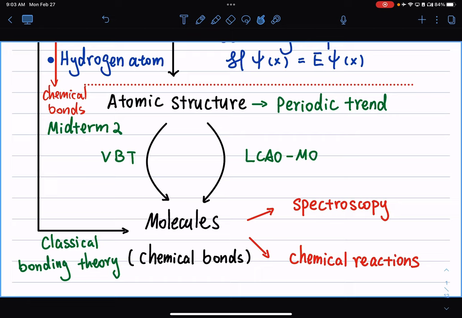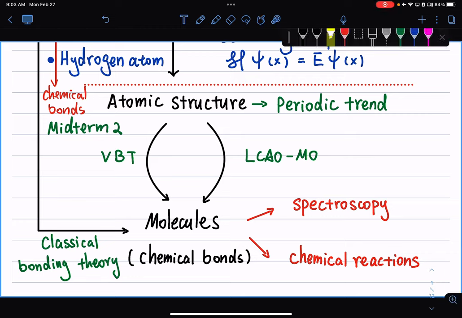After midterm 1, we started to talk about bonding theory. So the fundamental question between midterm 1 and midterm 2 is, what is a chemical bond? In that regard, we introduced 3 different theories. One of them is classical, and 2 of them are quantum bonding theories.